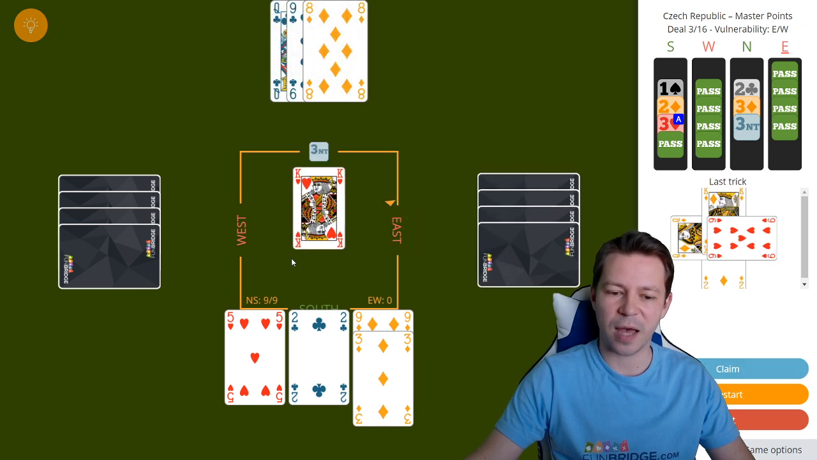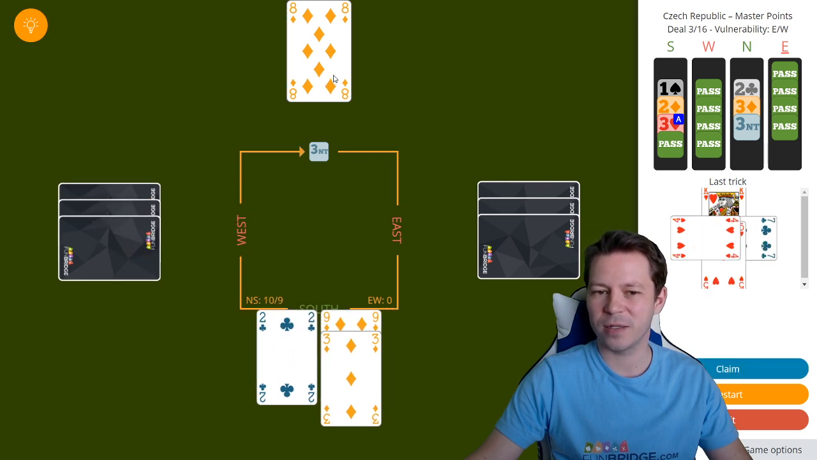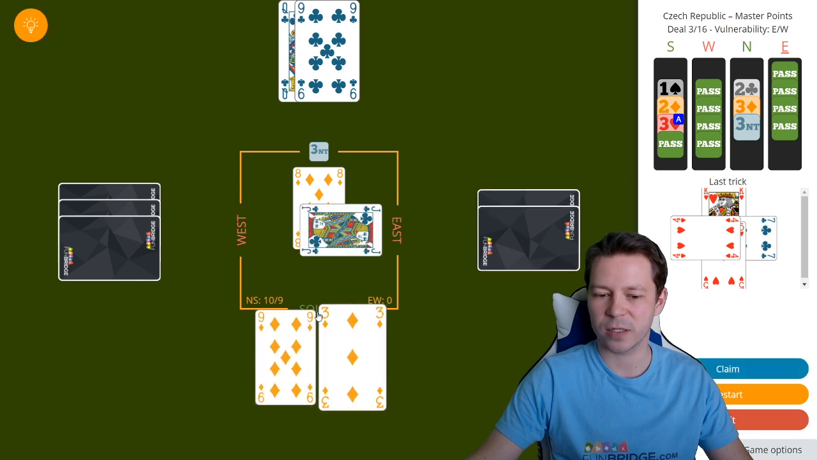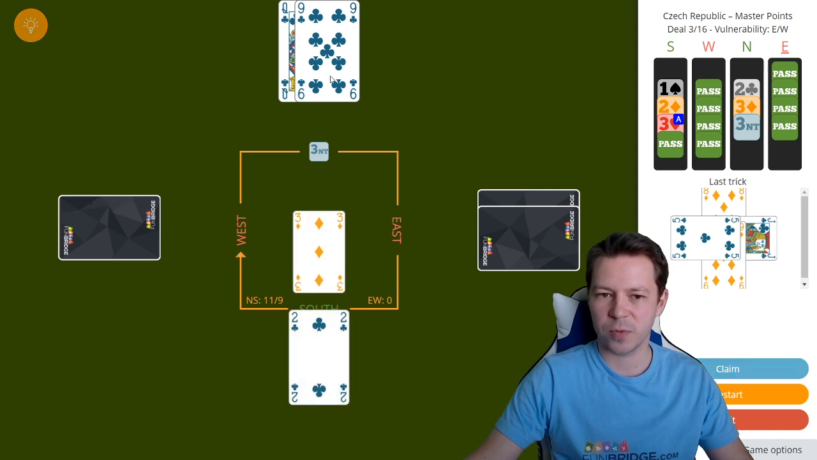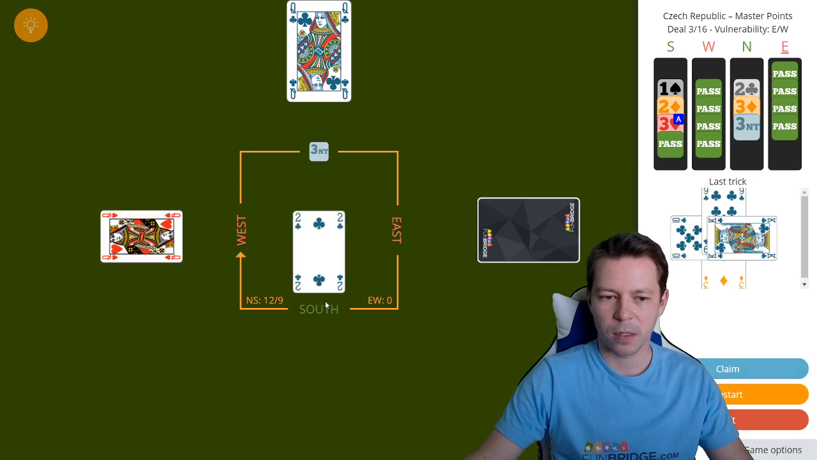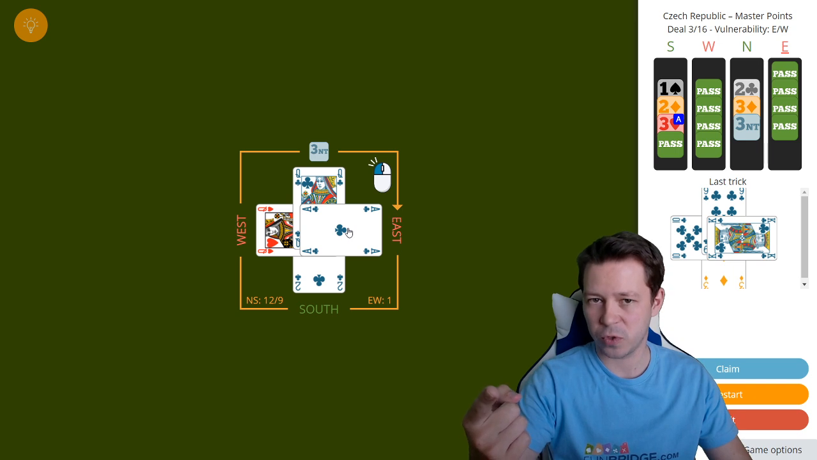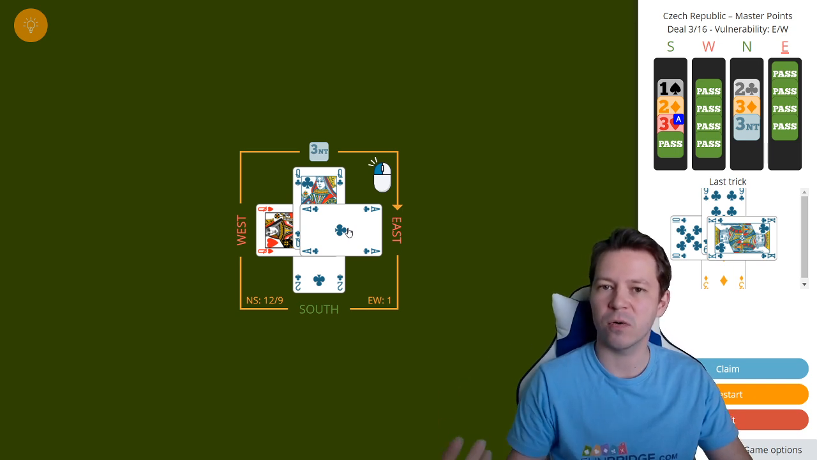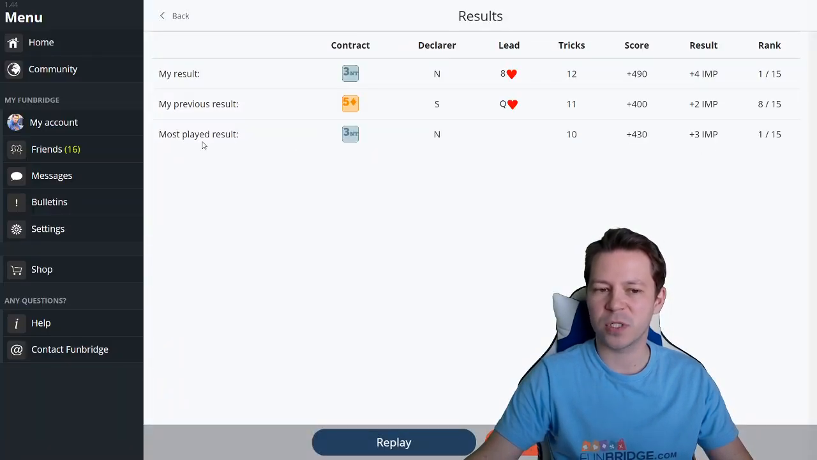This board comes from the Czech Republic Federation tournaments, and I believe that no one actually scored that many tricks. So we will have a look what happens on the other tables once we claim our 12 tricks. Okay, and see that the ace-king in clubs were with East, and when I opened one no trump, they cashed it first. So with that you can cash only 11 tricks. And you see that the most played result is 3 no trumps plus 1 with 10 tricks.